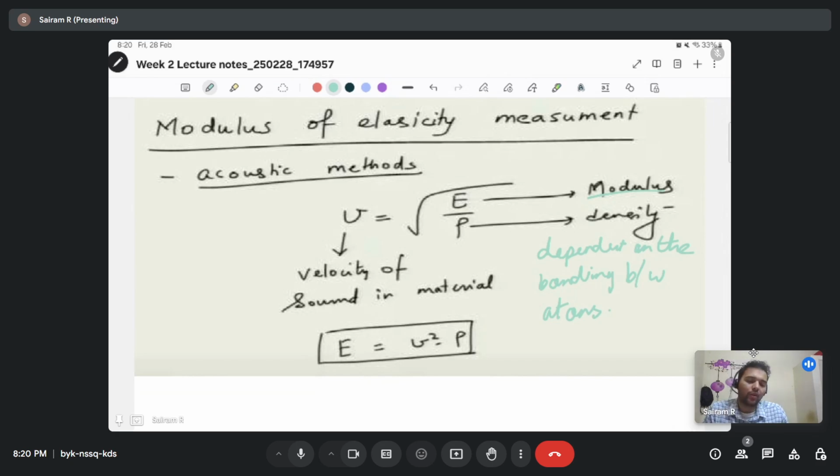So till the time the bonding nature of bonding and the composition of bonding remain the same, the modulus of elasticity, which means when all the other microstructural and atomistic features remain the same, the velocity of sound propagation in the material is going to remain the same.